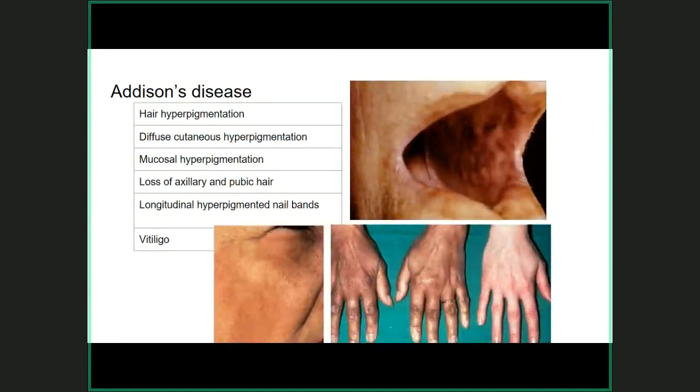Addison's disease, this is primary adrenal insufficiency. You see most of the hyperpigmentation in this condition because of the melanocyte-stimulating hormone effects: hair hyperpigmentation, diffuse cutaneous pigmentation, mucosal hyperpigmentation, loss of axillary and pubic hair because of the adrenal being non-functional, longitudinal hyperpigmented nail bands, and vitiligo might be an associated finding. So these are the hyperpigmented hands compared to their family member.